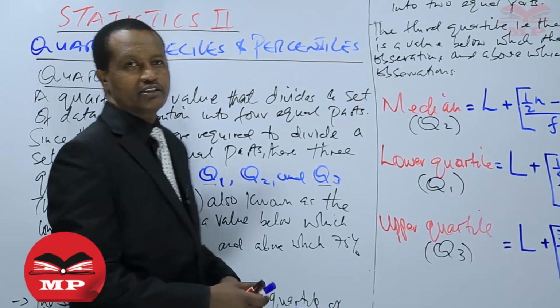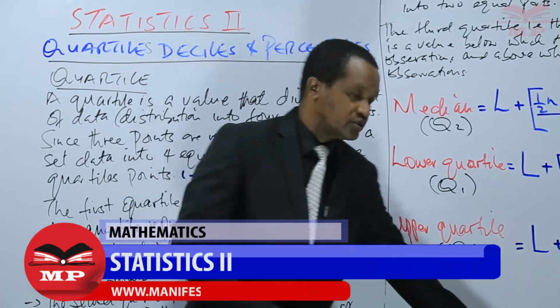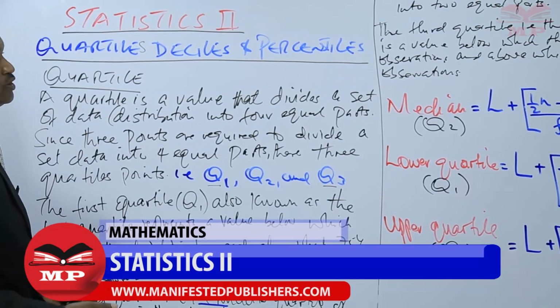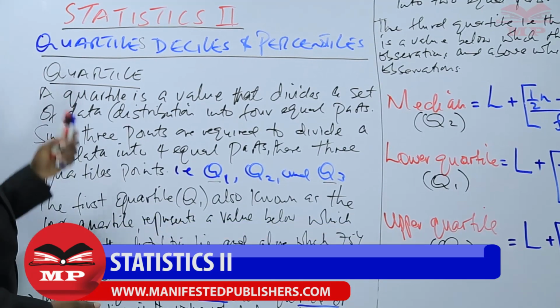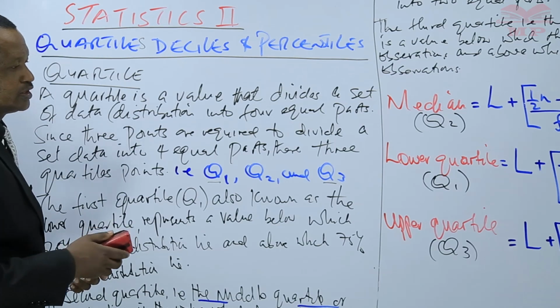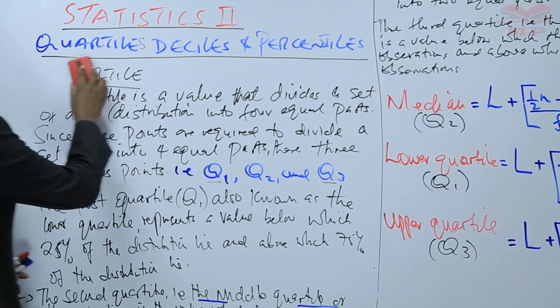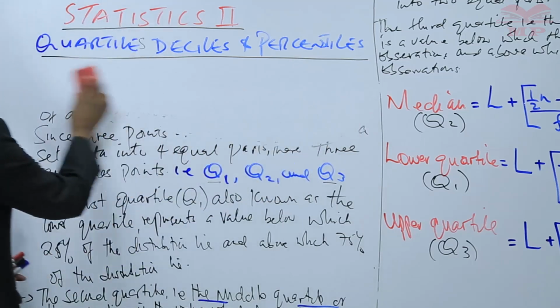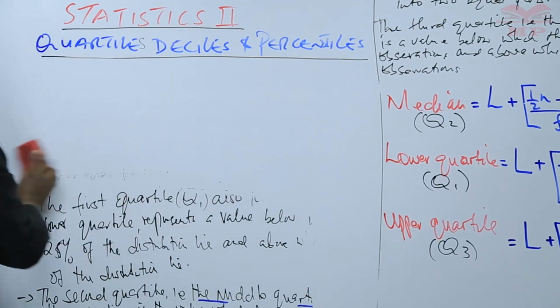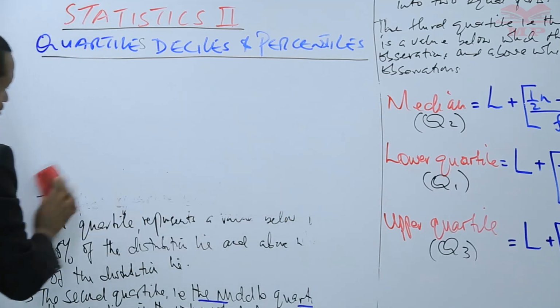Welcome again, learners. As I promised in our last lesson, I'm going to proceed in this lesson with an example on how to calculate quartiles. That is lower quartile, second quartile, and third quartile. So allow me to rub here. I'm going to write the example on the board here.